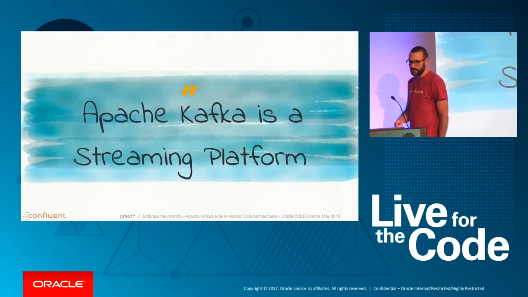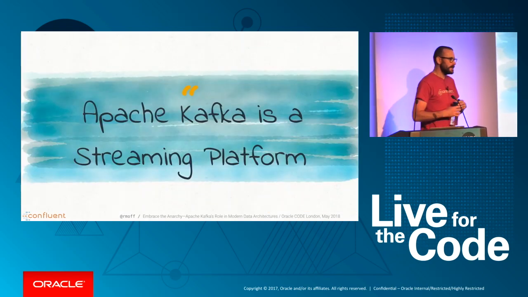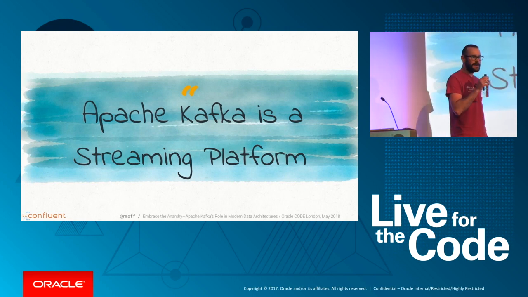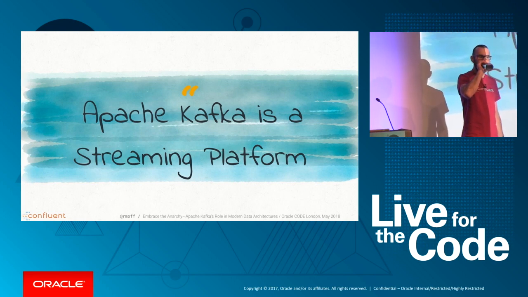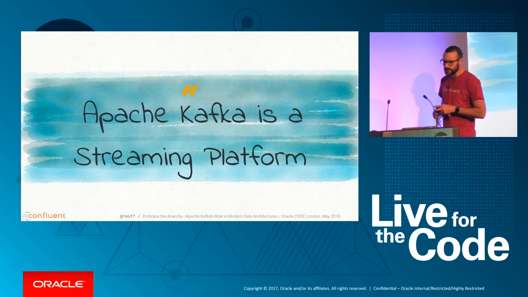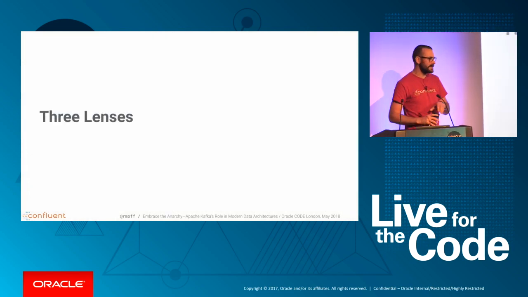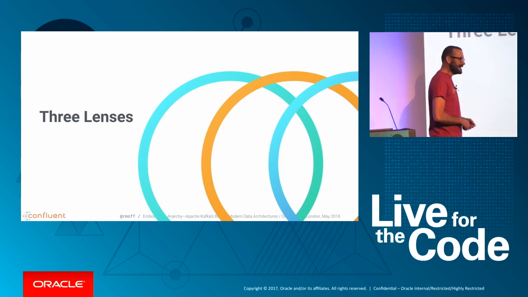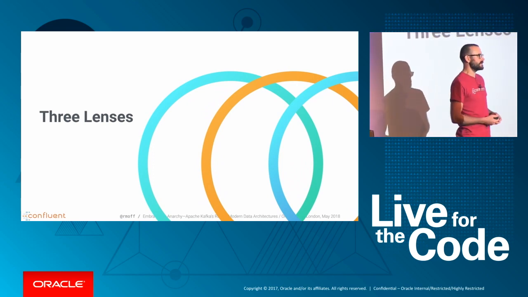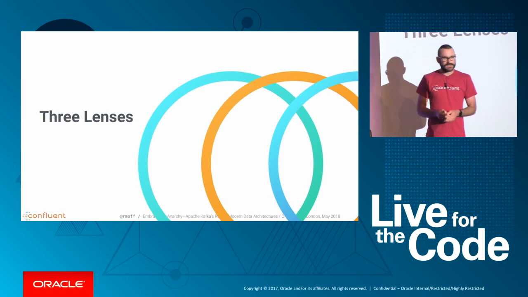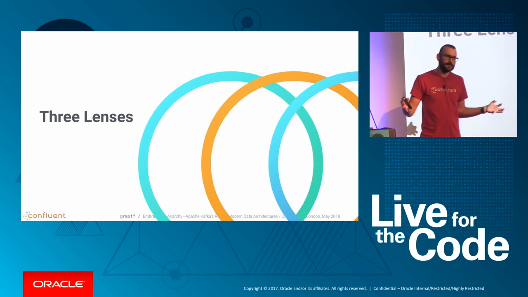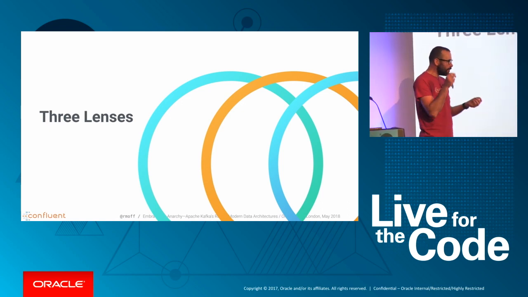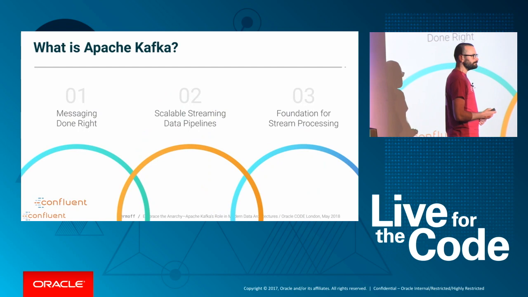So we said that Kafka is a streaming platform. And we talked about one of the reasons why a streaming platform is kind of useful. But now let's talk a bit more about what a streaming platform actually is. And to do this, I'm going to use this idea of three lenses, of three different ways of looking at it. And the reason for this is that as a platform, it's kind of tricky to nail on one particular thing that describes its entire capabilities. So let's look at it in 3 different ways.